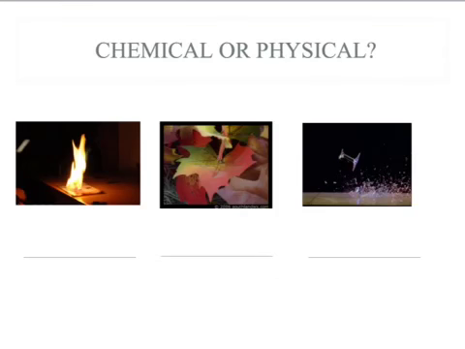So here are some examples. Why don't you take a couple seconds, or you can pause the video to do these examples now. In the first picture, a piece of paper is on fire, physical or chemical? You should have guessed chemical change. Anything that involves fire is usually a chemical change.